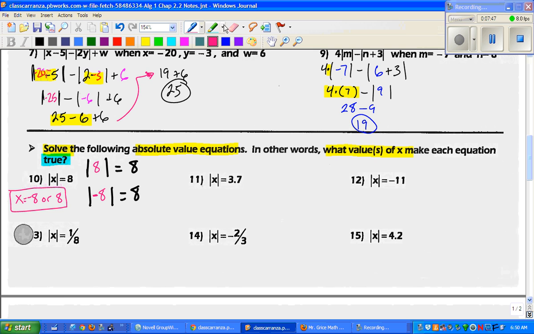Okay, same with fractions or decimals. You can have a positive 3.7 or a negative 3.7, and you can get the same answer. So negative 3.7 or positive 3.7.